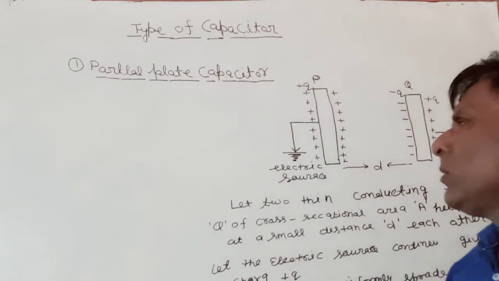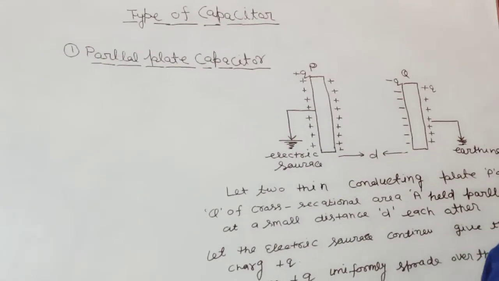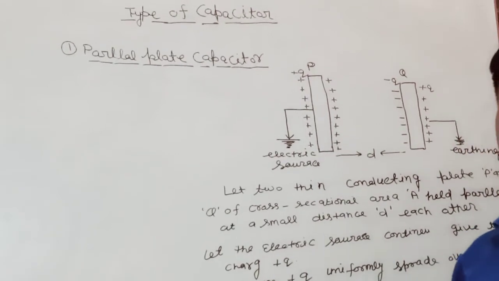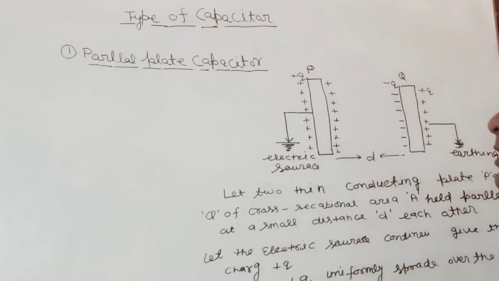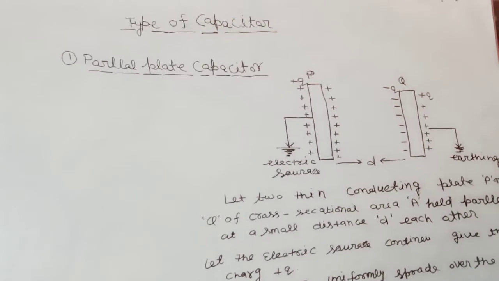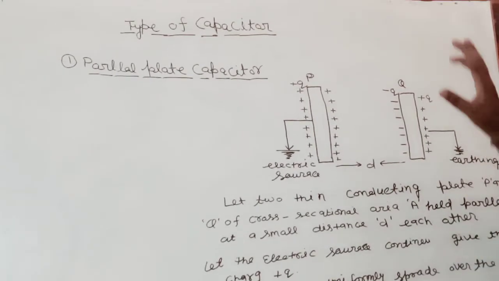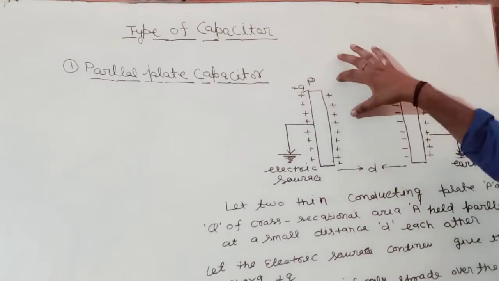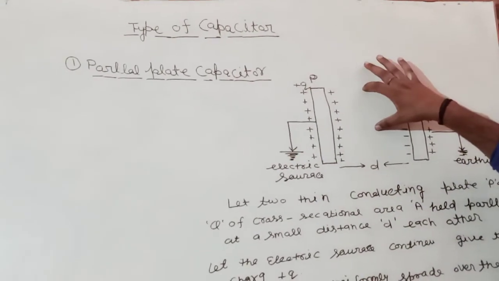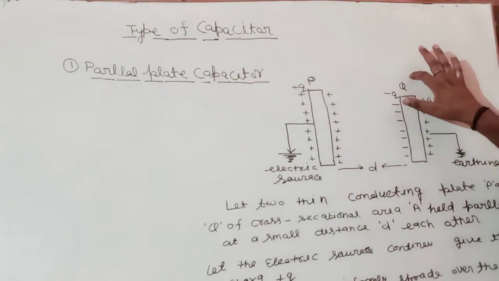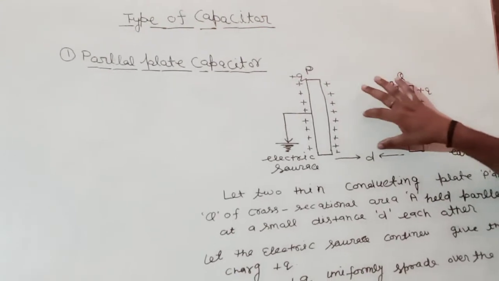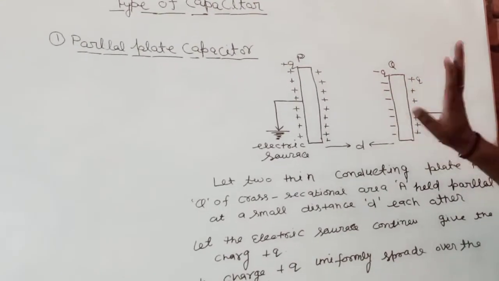This is the capacitor which is used most commonly. The parallel plate capacitor consists of two thin conducting plates, P and Q, held at a certain small distance d from each other.